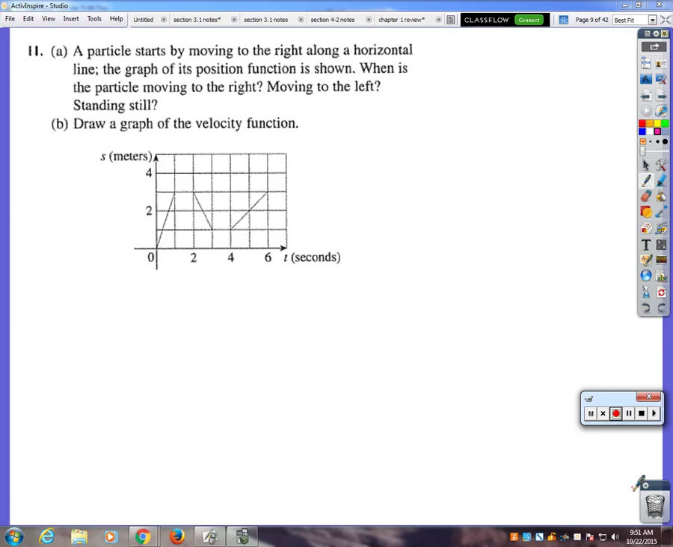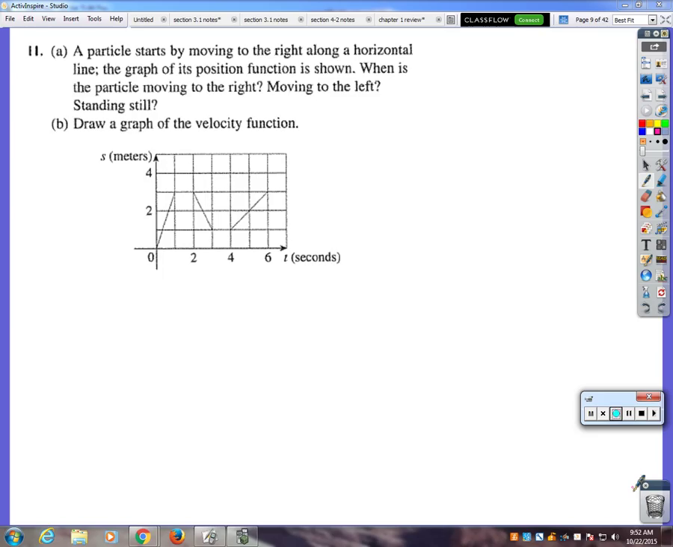A particle starts by moving to the right along the horizontal line. The graph of its position function is shown. When is the particle moving to the right, moving to the left, standing still? It's moving to the left between 2 and 3. There you go. And it's standing still between 1 and 2 and 3 and 4, and going to the right after that.